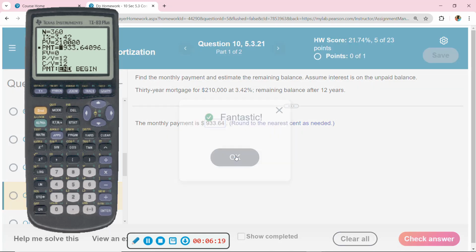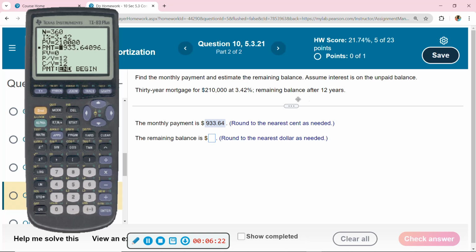And now let's calculate how much do you have remaining of the $210,000 after 12 years. All you have to do to answer that one is change N from 360 to 144. After 12 years, you've made 144 monthly payments. Interest rate, the beginning balance. You now have the payment. Let's see. How much is remaining?